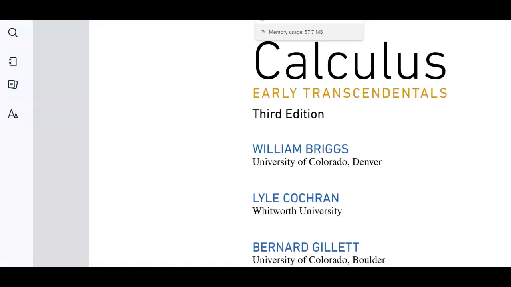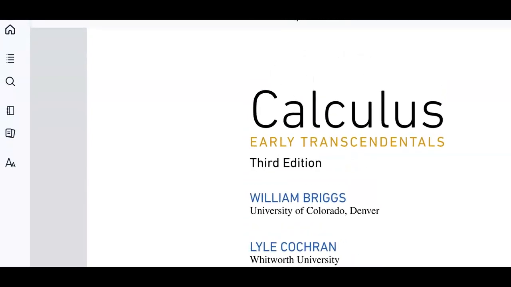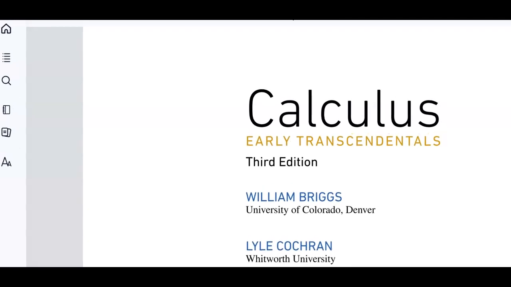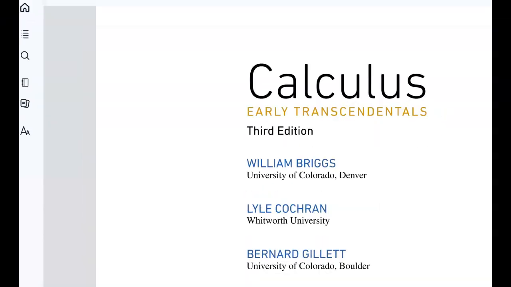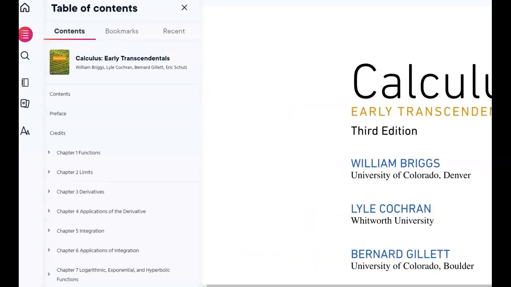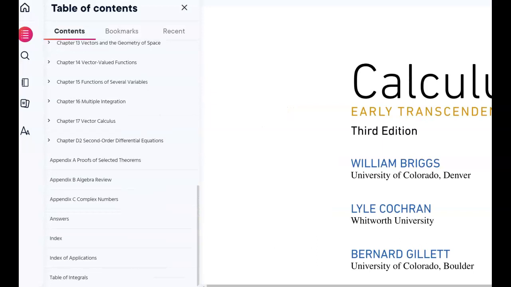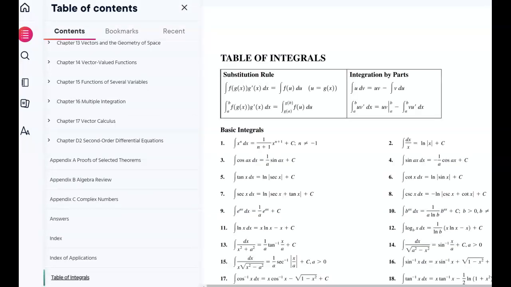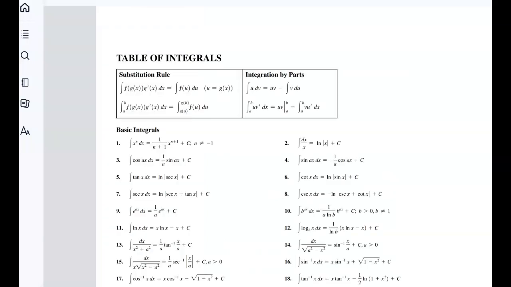I'll start from the beginning so you guys can see where I got this. And this is your exact textbook, of course. Let me pull the screen up a little bit so you can see. Hopefully I got more of it on the screen now. You want to come over here to these 4 lines, scroll all the way down, and you've got this thing all the way at the bottom called Table of Integrals. All right, let's take a look at our Table of Integrals.